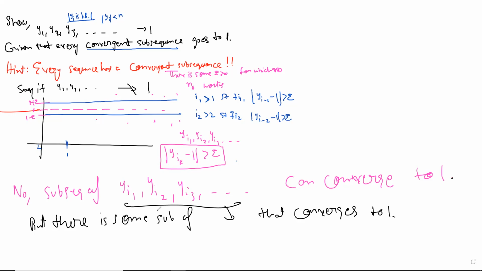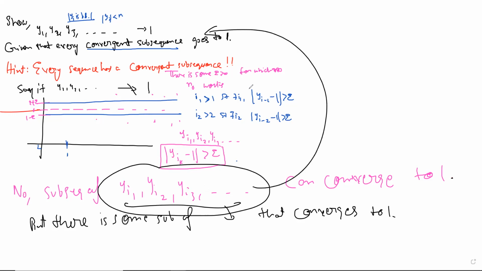So crucially, we are using the fact that every sequence has a convergent subsequence, right? Because this is a subsequence and it has a convergent subsequence. But then a subsequence of this is a subsequence of the original one, so it has to go to one, which is a contradiction. But we have to use the fact that everything has convergent subsequences.